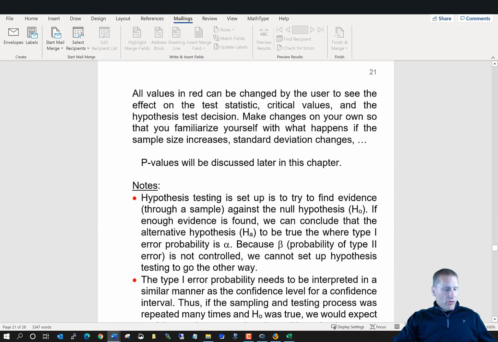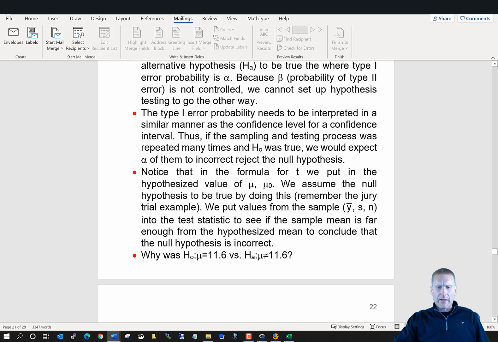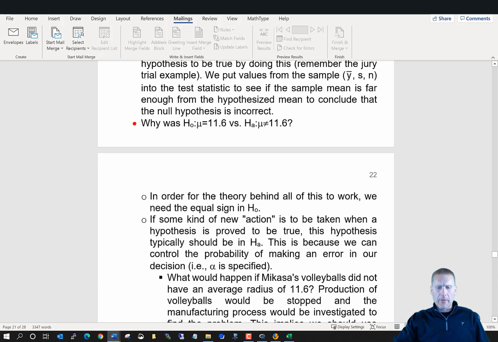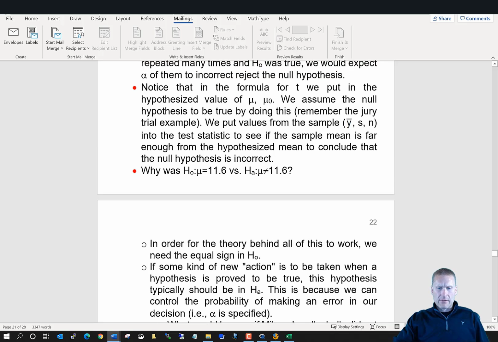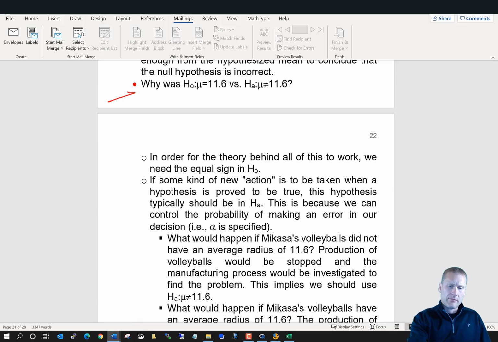So that takes us to page 21 then. We talked about some of this stuff, so I'm not going to go over it once again. Let's look at the bottom of page 21 here. So why did we put our hypotheses like this, where the equal sign was in the null hypothesis, and you don't see an equal sign at all in the alternative hypothesis?